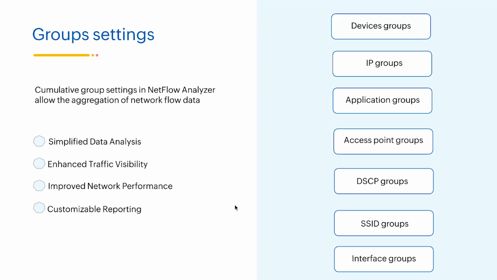You can also sort traffic usage by different groups to get the cumulative performance report and make management smooth and time effective. You can utilize group settings and create groups such as interface groups, IP groups, application groups, DSCP groups, access point groups, and SSID groups. You can also assign or restrict accessibility rules to admins, operators, or guests. Let me show that to you in the UI.